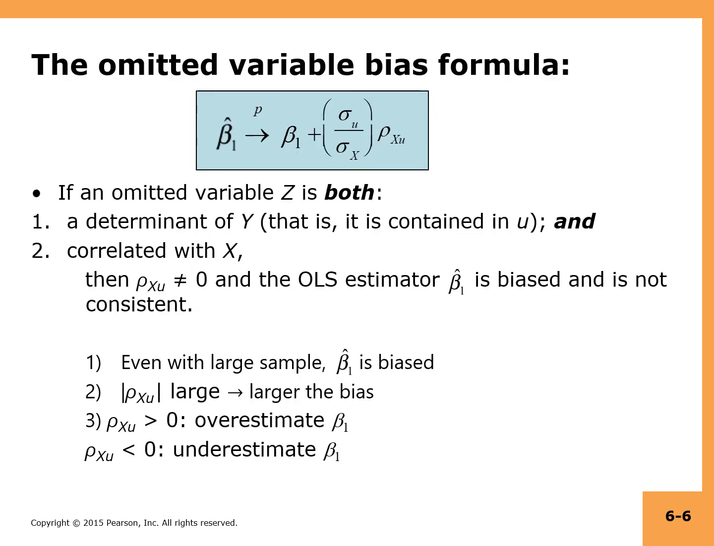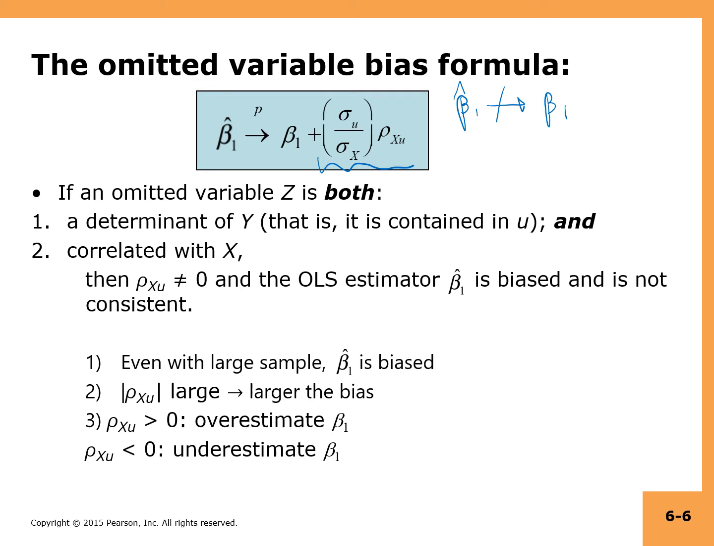So we said that omitted variable bias leads to the OLS estimator being biased. So let's talk about the bias of beta hat 1. Here's a formula for how much bias there is when there's omitted variable bias. When there is no omitted variable bias, beta hat 1 should converge to beta 1 as the sample size becomes larger. But in the case when there's omitted variable bias, beta hat 1 doesn't converge to beta 1. It converges to beta 1 plus some term over here.